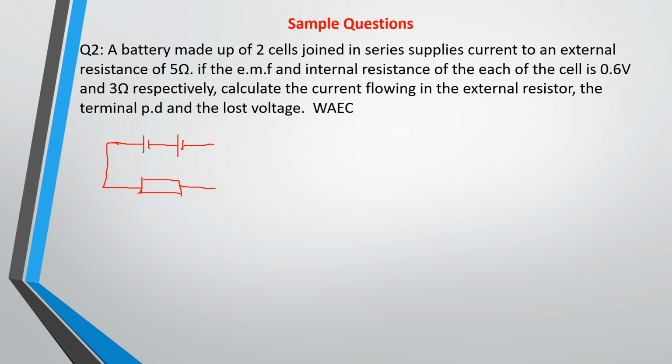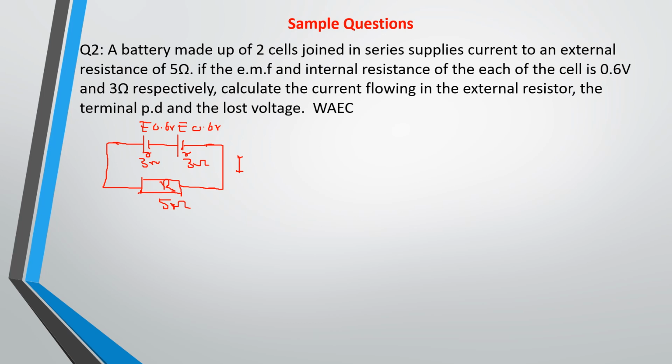Alright, so this is basically how the setup should look like. Okay, so current, then say this is E. Then you have your internal resistances here, then you have your external resistance. This external resistance, they said it is 5 ohm. Then each of these internal resistances, they said is 3 ohm respectively. Then each of the cells, they say is what? 0.6 volts. So this is your drawing.